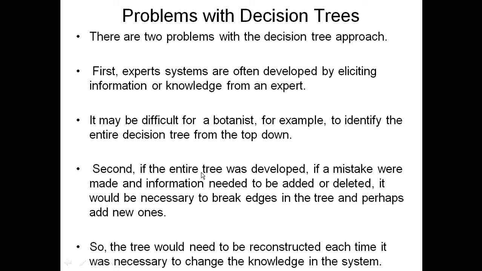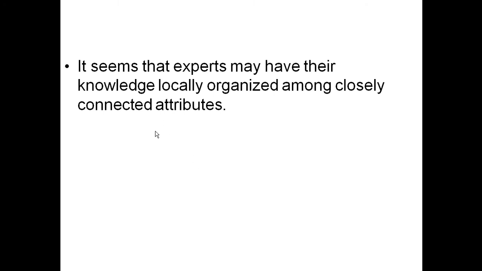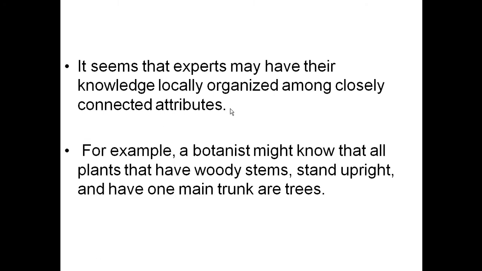It goes against the concept I mentioned earlier about knowledge-based systems, where the knowledge and the means of processing the knowledge are held separate. Now it seems that experts, rather than having a decision tree organized in their brain, have knowledge locally organized among closely connected attributes. For example, the botanist might know that anything that has a woody stem, stands upright, and has one trunk is a tree. I even know that. I'm not a botanist, but I know it because I've taught this material before. That is something reasonable to ask of the botanist, rather than to create a decision tree.